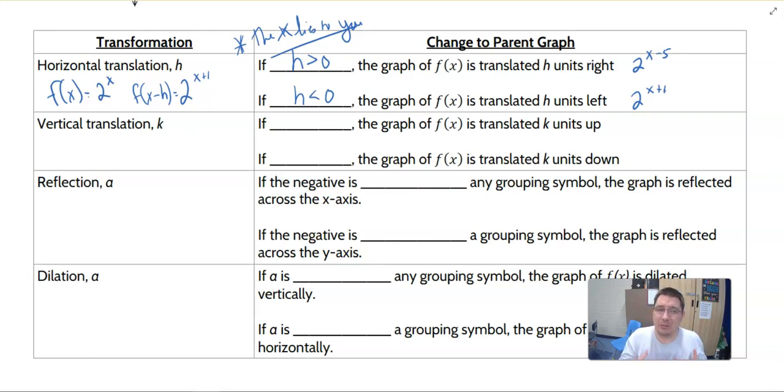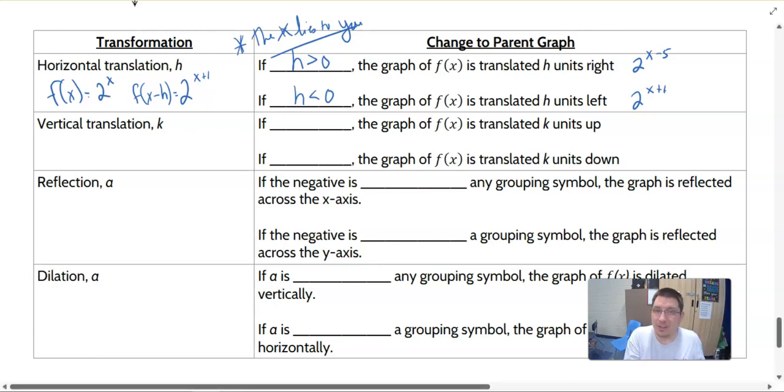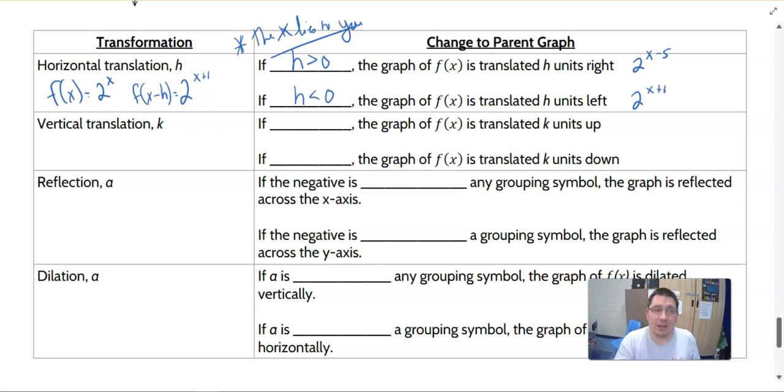We're going to be talking about the opposite of what our eyes are showing us. If it's moving to the right, we're going to be seeing a minus sign in this part of the formula. If it's a plus sign there, we're shifting to the left. Remember that the x is lying to you.